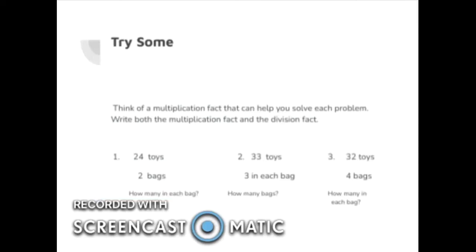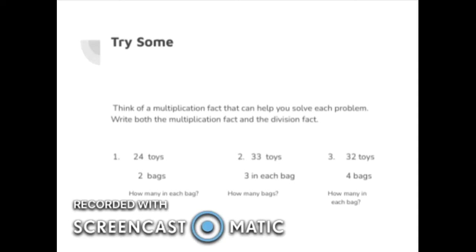I want you to do the same thing with these 3 situations, and I want you to think about how we could determine what fact family we would be using there. So I am looking at 24 toys, 2 bags. Now, I already know in my mind what multiplication fact works here.